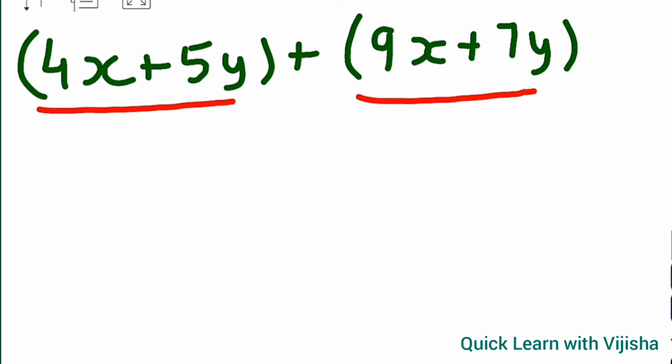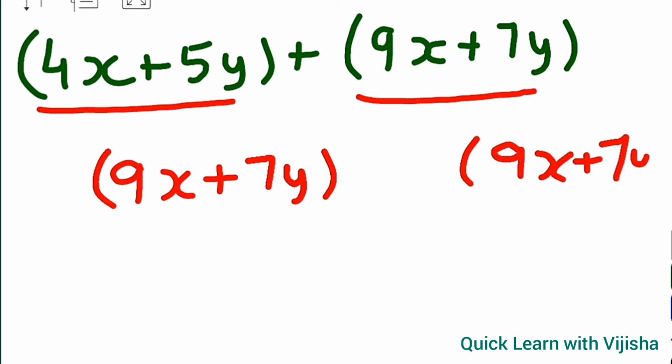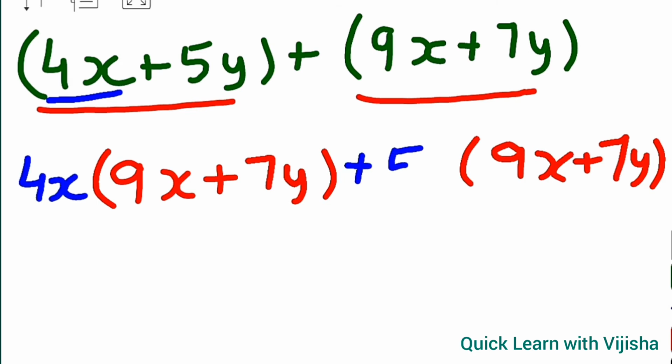We need to write the second term. This is our second term, so we will write it two times. That means 9x plus 7y. We have written it two times. Understanding children? I'll telling you the simple way to solve this. Now coming for the first term, 4x is there, so we will put 4x here, and this plus 5y with the sign we will be writing this side. What we have done? We have splitted the terms. Now we'll see how to do this.